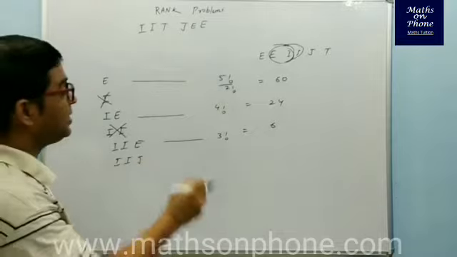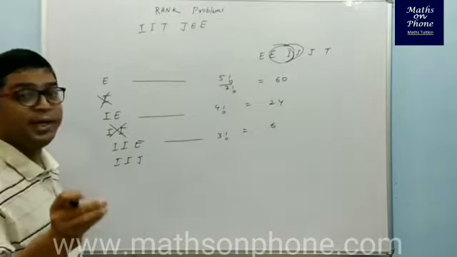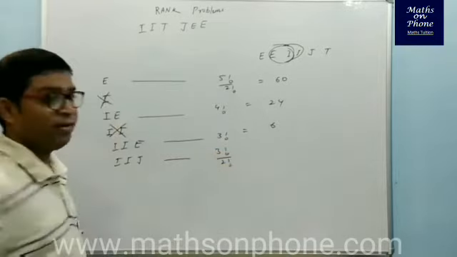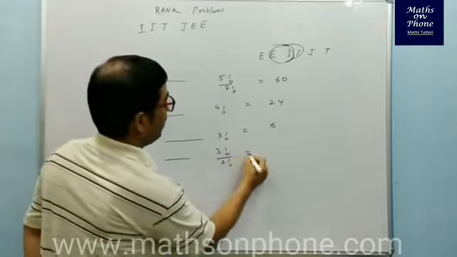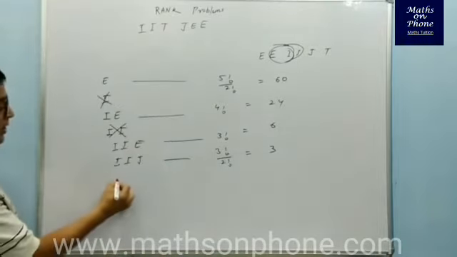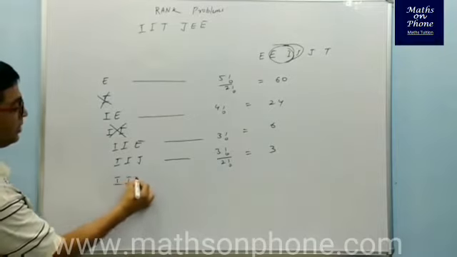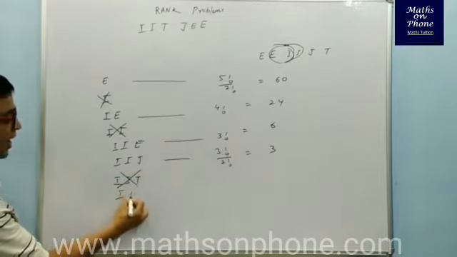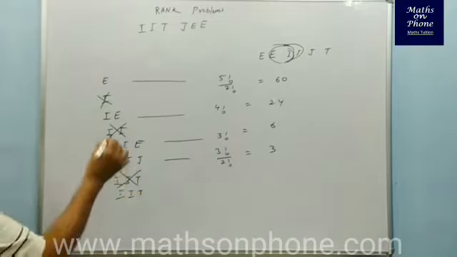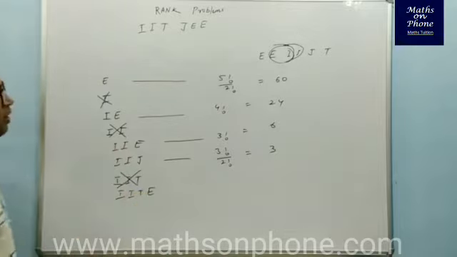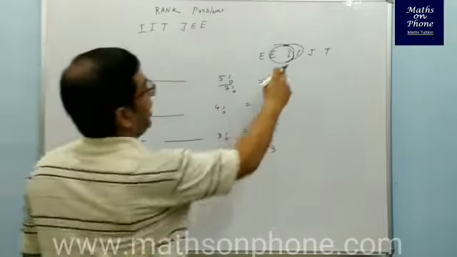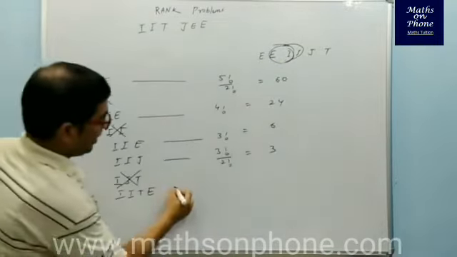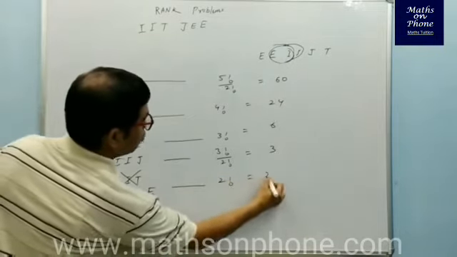So I, J, and remaining 3 letters are E, E and T. That can be arranged in 3 factorial by 2 factorial. Why? Because 2 E's are there. So this is coming out to be 3. And then it is I, T. That is the actual, so it will cancel out. Next I will go for I, T, then E. So I, T and E I have used. 2 letters E and J are left over. That can be arranged in 2 factorial ways, that is 2.